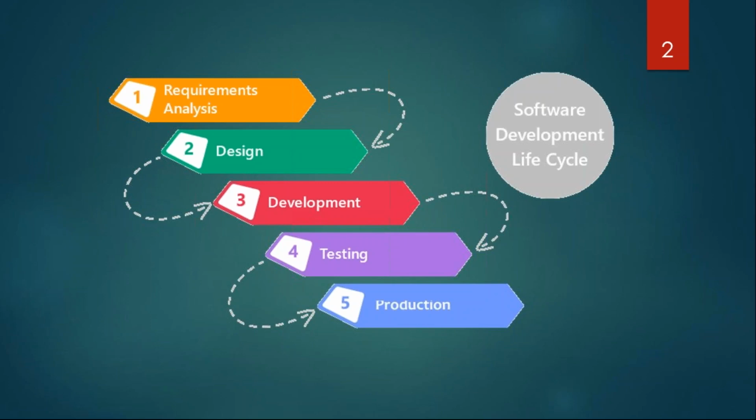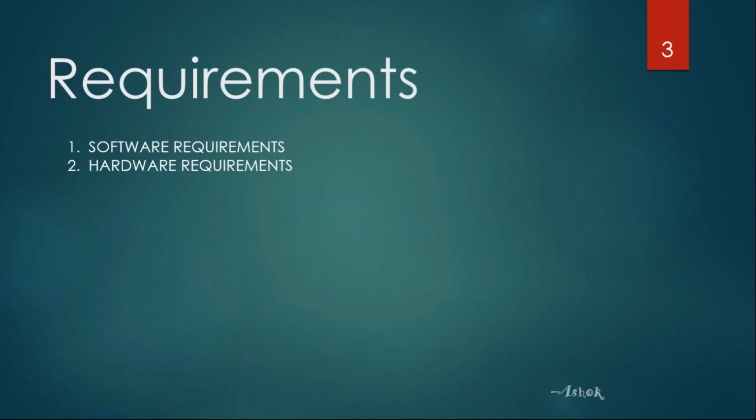Coming to requirements, we have two kinds. The first one is software requirements, and the second one is hardware requirements. Hardware requirements are nothing but your physical system machine. It may be a desktop or a laptop, or it may be a server, whatever. Based on the requirement, you can choose it.